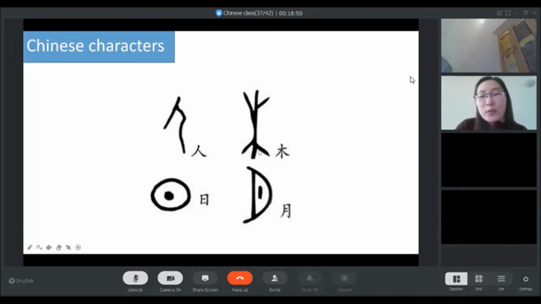And also this one means tree, means wood. It is a tree. Now we use this one. It is a tree. It means tree, wood. And this one is the sun. This one is the moon.